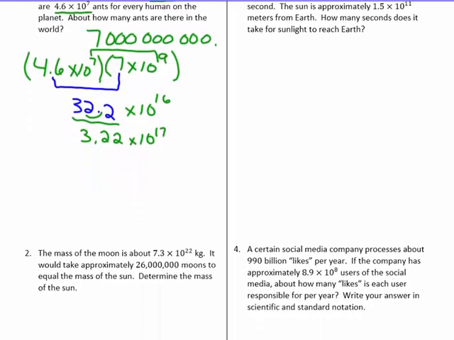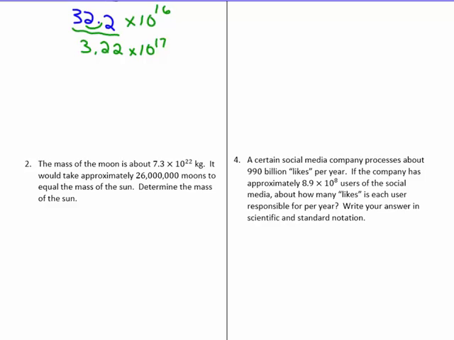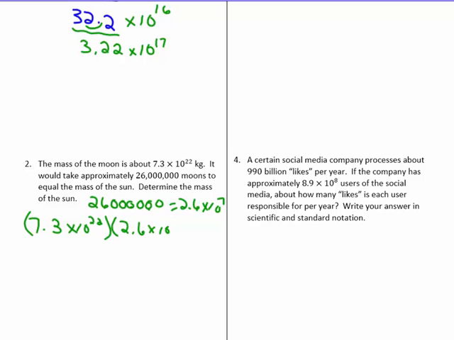That's a lot. All right, let's try another one. The mass of the moon is approximately 7.3 times 10 to the 22nd kilograms. It would take approximately 26 million moons to equal the mass of the sun. Determine the mass of the sun. All right, so again, I'm going to take this 26 million and write it in scientific notation. So that's 2.6 times 10 to the 1, 2, 3, 4, 5, 6, 7. And now we're going to multiply. So 7.3 times 10 to the 22nd times 2.6 times 10 to the 7th.